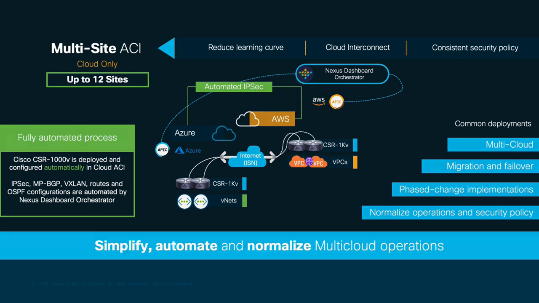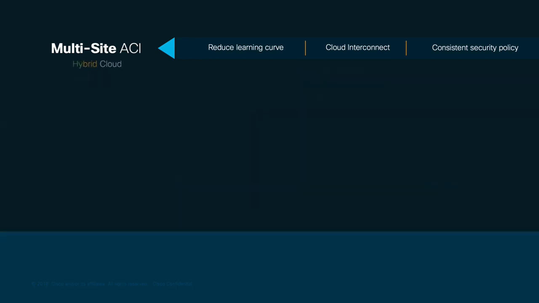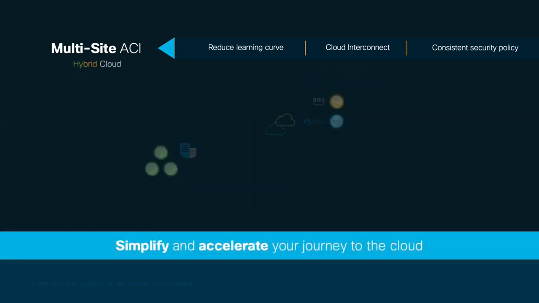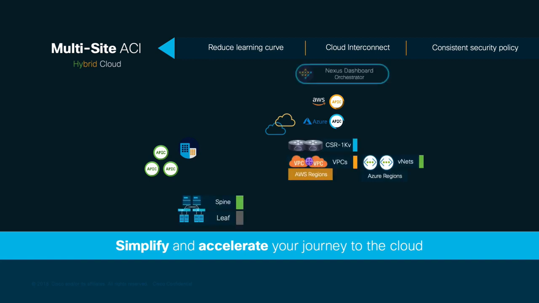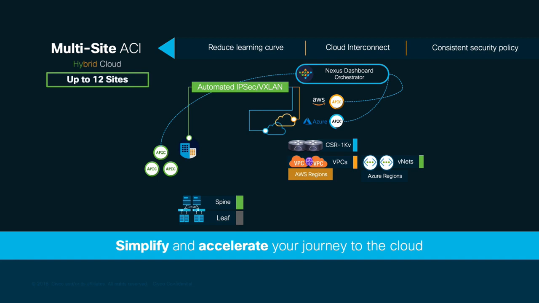If we take this same concept to hybrid cloud deployments now, Nexus Dashboard Orchestrator would also connect to each APIC on-prem and in the cloud, automating IPsec tunnels between the CSRs in the cloud and a VPN termination device on-prem, enabling OSPF and MP-BGP EVPN VXLAN across all of them. With this model, you can scale up to 12 sites as well.